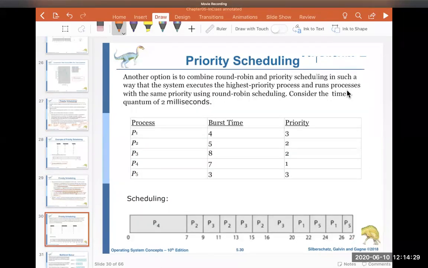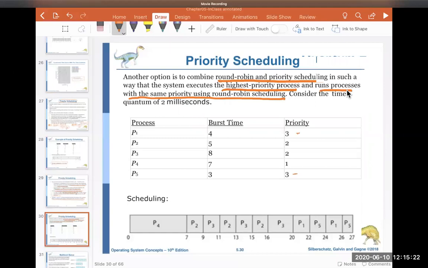Okay, so we can combine round robin with priority scheduling. Two algorithms can be attached together in such a way that the system executes the highest priority process and runs the processes with the same priority using round robin. So we are using two algorithms now: one is priority scheduling and the other is round robin scheduling. In priority scheduling, the ready queue is created using priorities, and priorities are assigned to each and every process. Then if two processes have the same priority, they are executed using round robin scheduling.